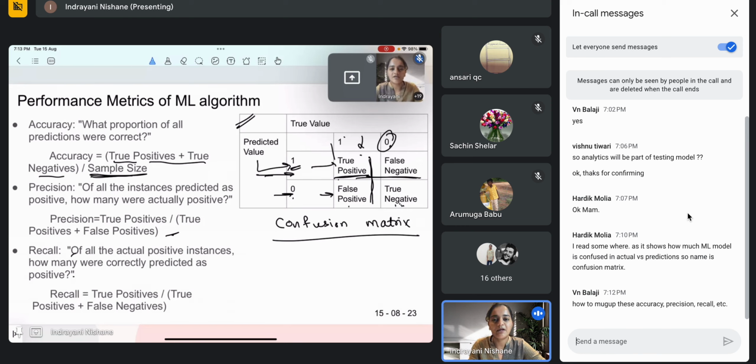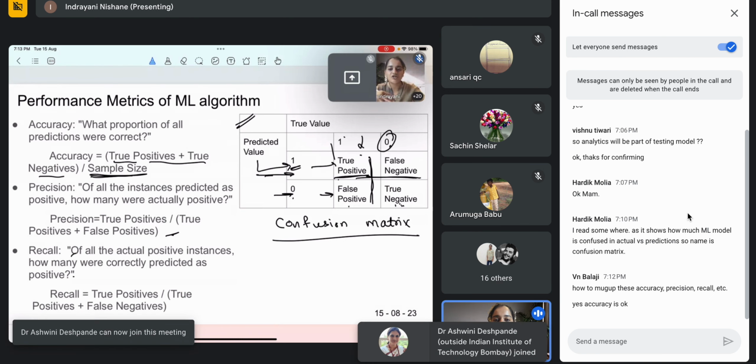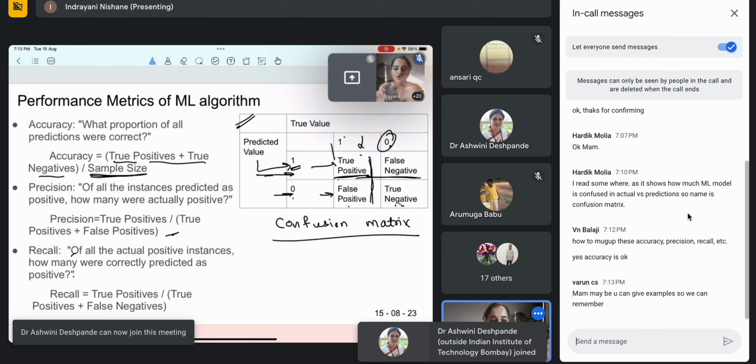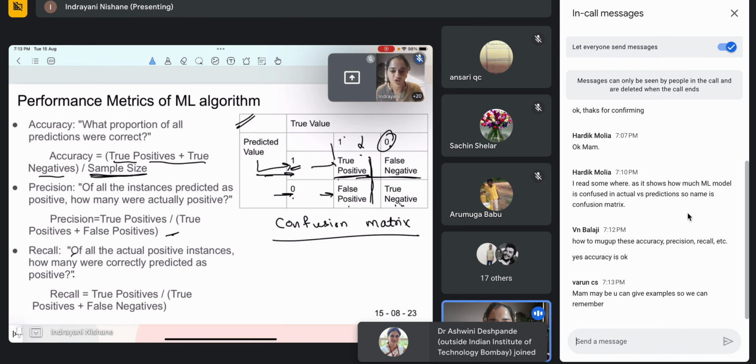What does accuracy mean? How accurately our ML algorithm is performing, so that this accuracy is easy to remember. It is the absolute performance of our ML algorithm: number of true positives plus number of true negatives, how much they are correctly predicting, divided by total number of sample size. So accuracy, no confusion, you should be able to remember.